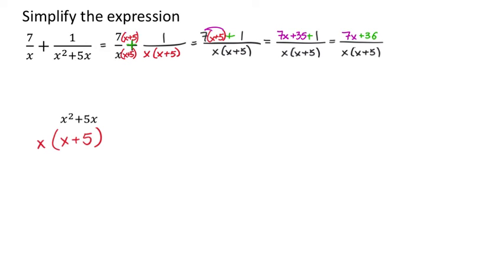Okay, now we look for any other factoring from the numerator, because the denominator is already factored, right? But the numerator is 7x plus 36. I don't see anything that can be factored right there. So that's done.